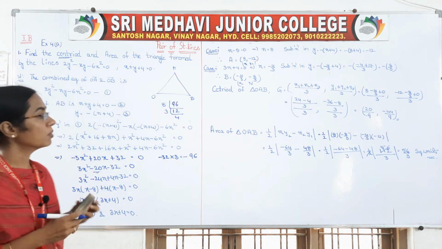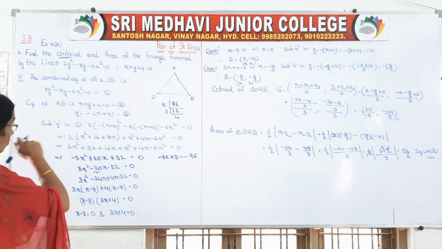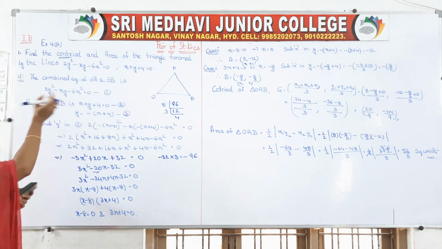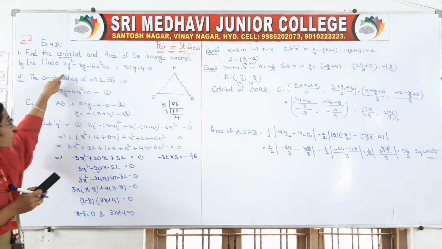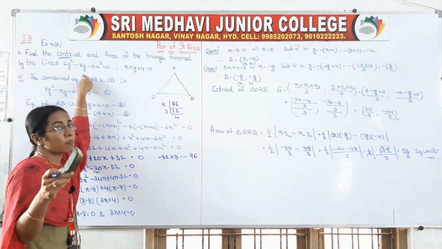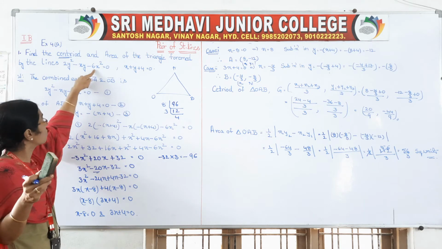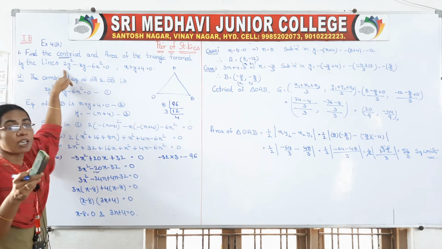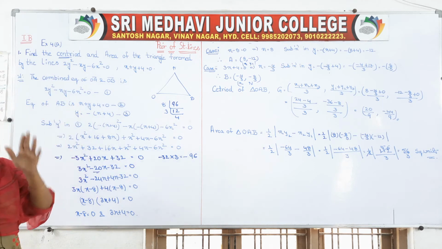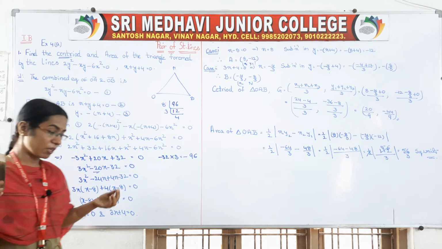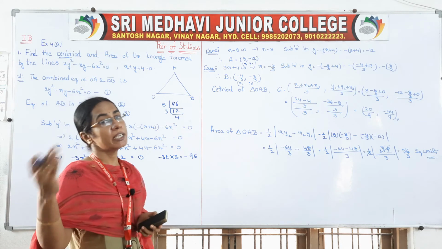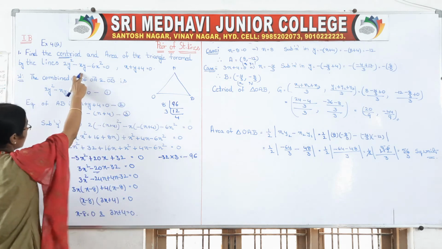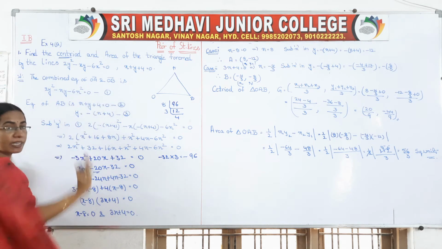This is the problem. So come on, first we have to find the centroid and area of the triangle formed by one curve and one line. If you observe this curve equation, it is of the form ax square plus 2hxy plus by square is equal to 0. First x square is given on this side, but it is in the form of ax square plus 2hxy plus by square is equal to 0. Whenever any equation is ax square plus 2hxy plus by square is equal to 0, it is nothing but the combined equation of OA and OB. So we will consider this as the combined equation of OA and OB.